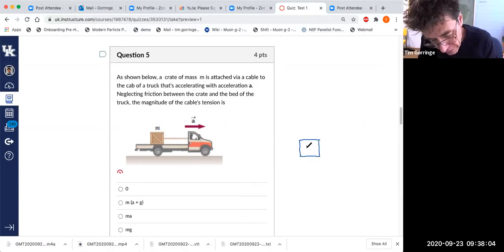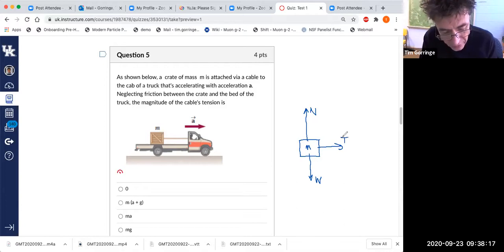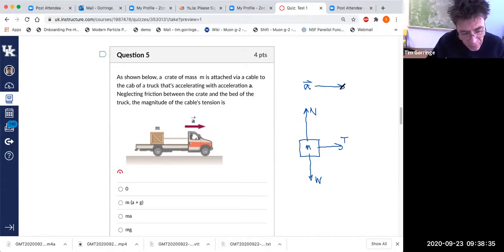So here's the crate, its mass is m. There's a downwards force of gravity that's acting on the crate. There's an upwards normal force that's supporting the crate. And then there's a tension force due to the cable or the rope that's acting on the crate. And this crate is accelerating, its acceleration vector is from the left to the right. Now, what is that tension then? What is the size of the tension force?